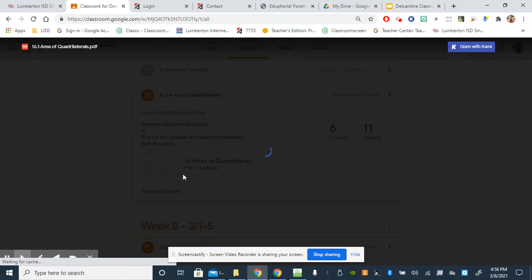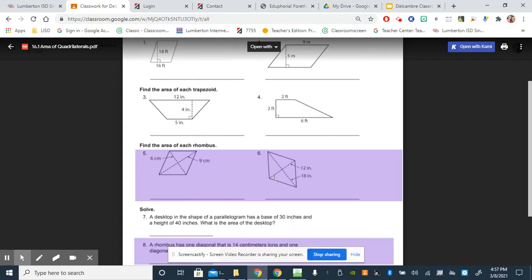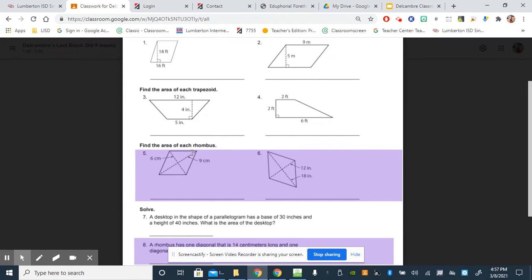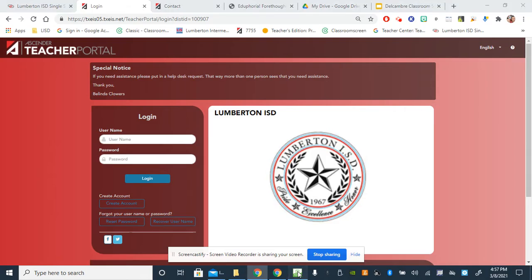16.1. And I went ahead and omitted questions number 5, 6, and 8. We're not doing a rhombus. That's a shape that you will not be tested on, or it's one that the book kind of threw in there. So I omitted those, so you only have 6 for homework for tonight. And let's get to our notes.